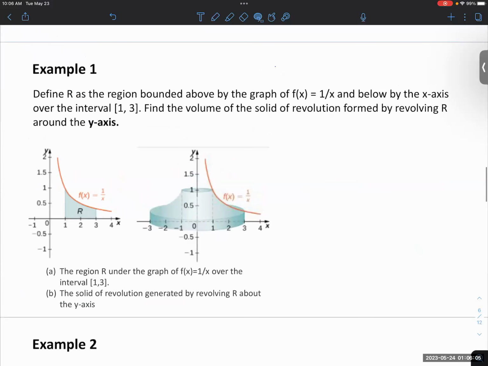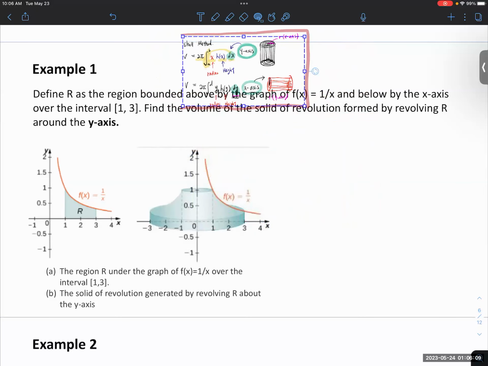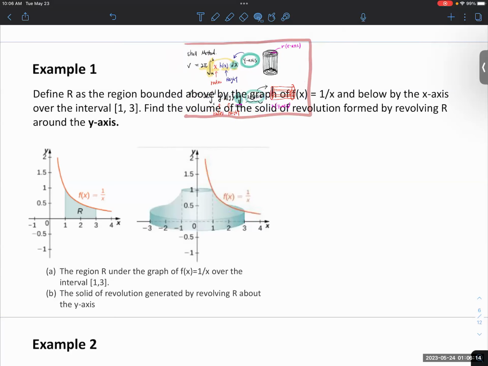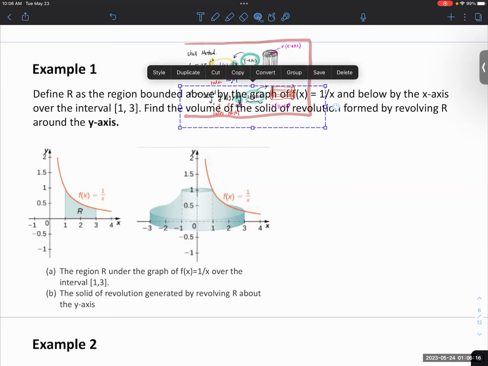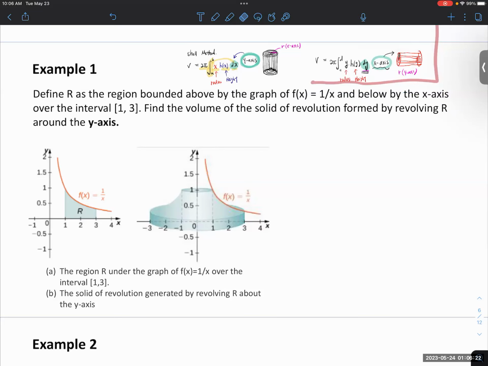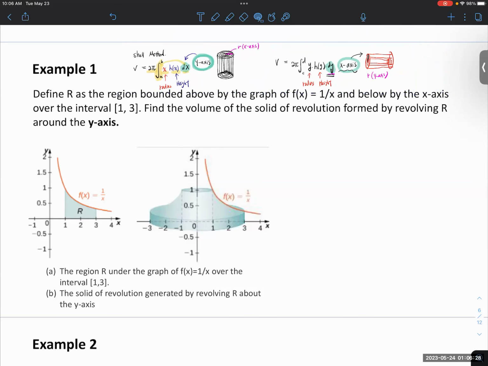Okay, I'm gonna paste it here, our formula. So this is the formula. It's a little tiny, so I'm gonna separate this formula. Cut and paste. So here. And then I'm gonna delete this. Okay, this is our shell method. Better? Okay, so this is the shell method formula.